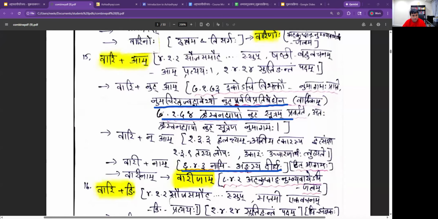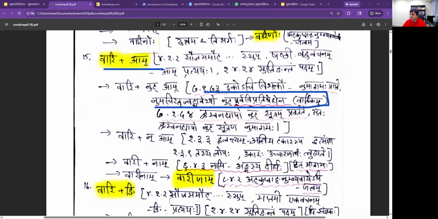We have discussed all this when we discussed anadi a few classes ago, but I did ask a question: what will happen if this vartika was not there? If this vartika was not there, how would the prakriya go and what would be the problem? Specifically, I am asking about vari plus am. Let's assume this vartikam doesn't exist. How would the prakriya go? Ikochi vibhaktau will act, and that is numagama. Okay, so where will it get applied? You have vari plus num.